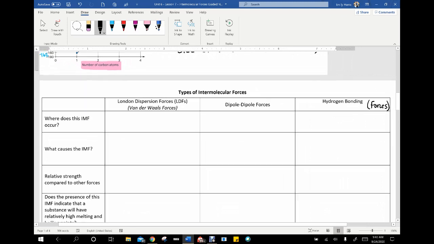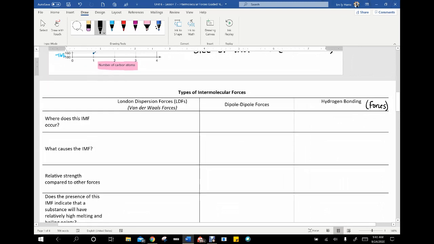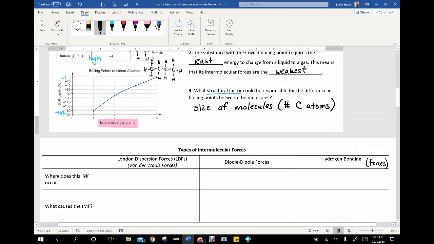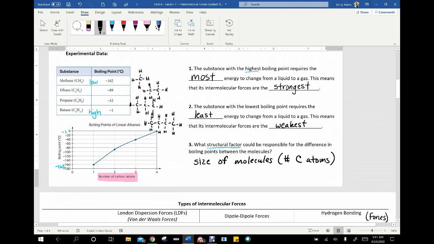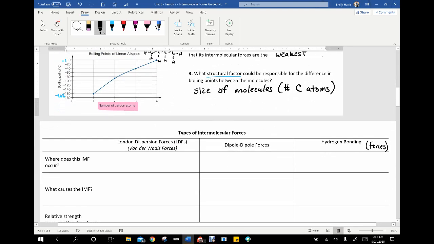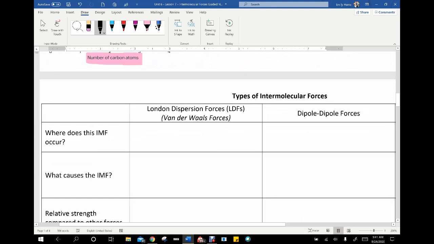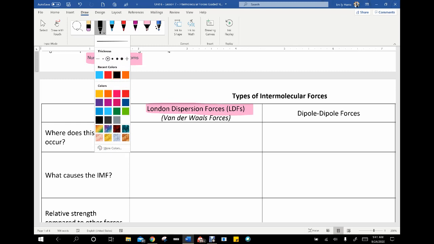All right. So now we want to fill in the chart to help us compare and contrast these 3 different types of forces. So let's start off with London dispersion forces, which have to do with size. What we were looking at in our data was actually an example of how London dispersion forces apply. And the words we've got in parentheses here, van der Waals forces, is sometimes another name you'll hear, but we're going to stick with London dispersion forces just for consistency.